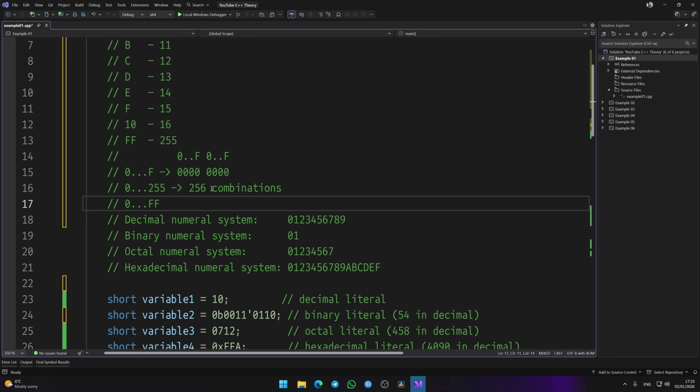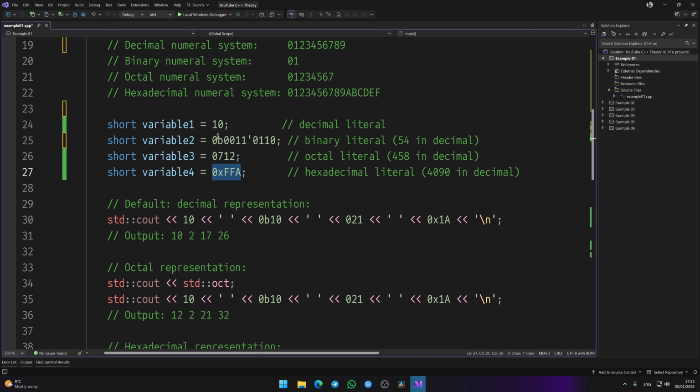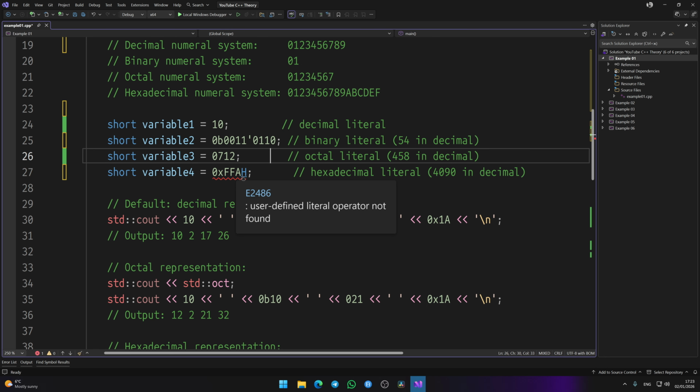C++ also supports hexadecimal literals. To write one, start with 0x, then type your digits, and you can also use the letters A, B, C, D, E, and F. Any other letters or symbols will cause an error.